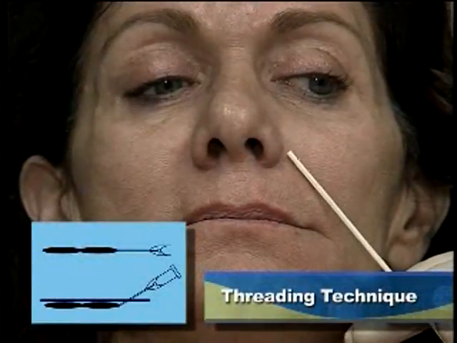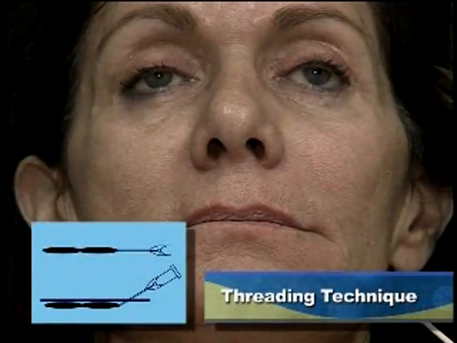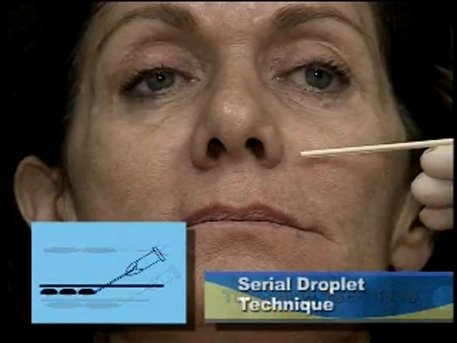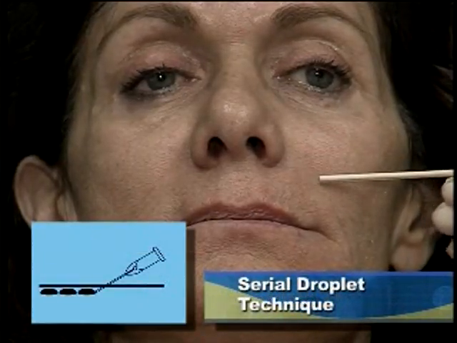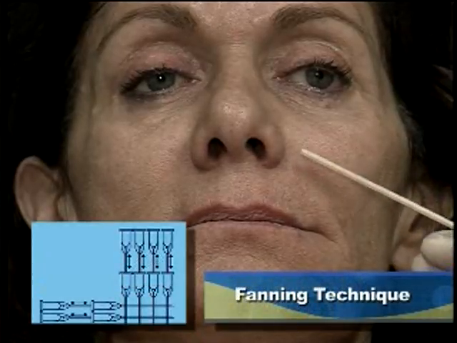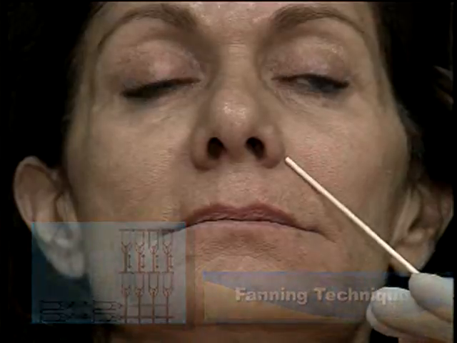Threading is where you place the needle in and you deposit the product as you pull out. You can do serial droplets where you put just a little bit in each little aliquot as you work your way down. Or you can do fanning where you go back and forth. I prefer a fanning technique where I go medial to the fold about 2 millimeters and lateral to the fold 2 millimeters, and I fill this whole little lane in. And I'll demonstrate that for you in a second.